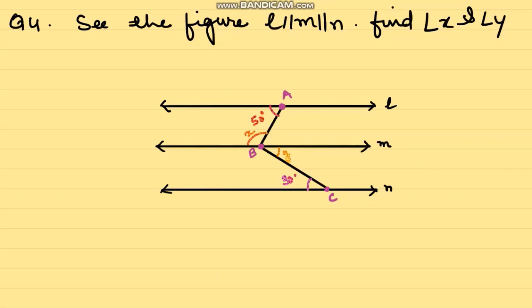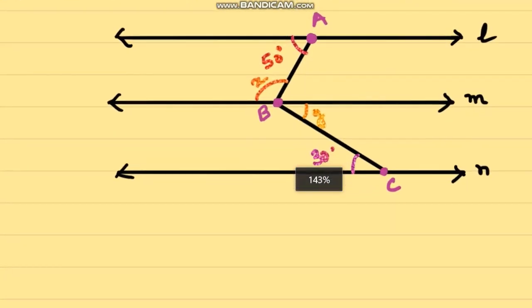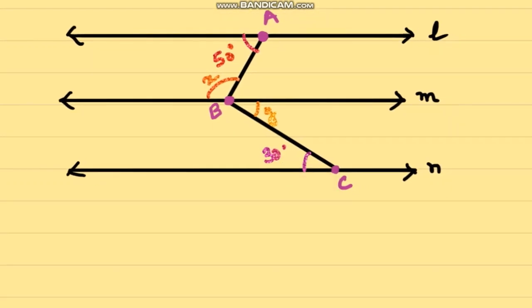See the figure: L parallel M parallel N. Find angle X and Y. Now see children, let us see the figure closely. See what is given. L is parallel to M and M is parallel to N. See, angle A is given to be 50 degrees and angle C is 30 degrees. You have to find X and you have to find Y.